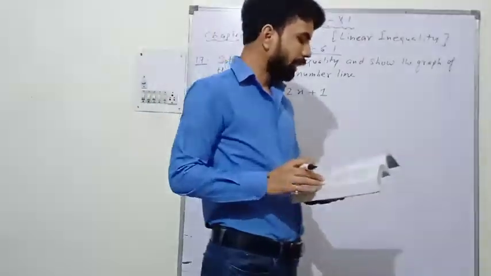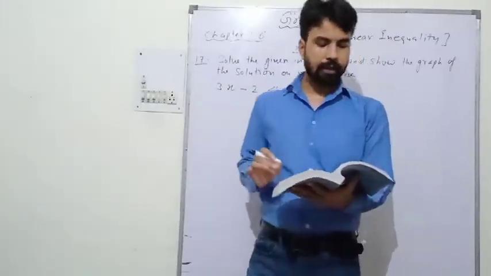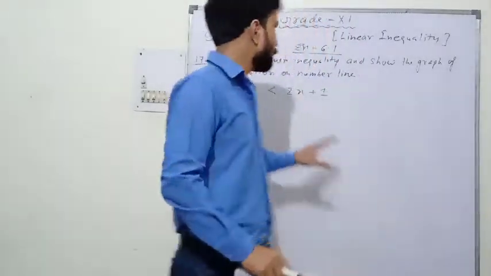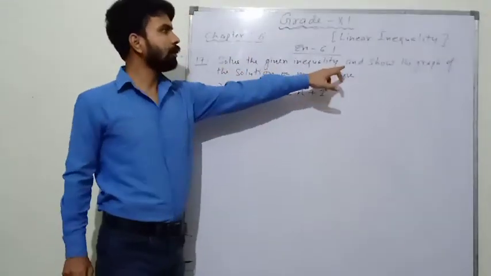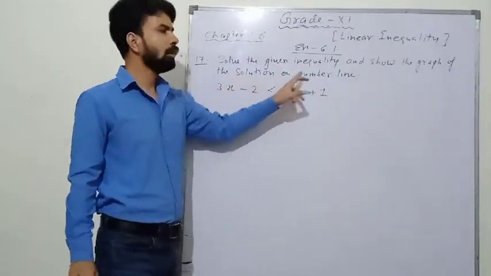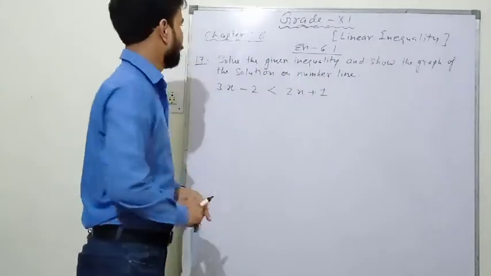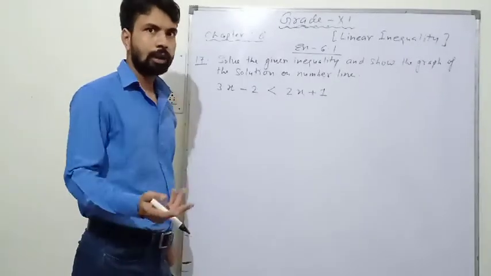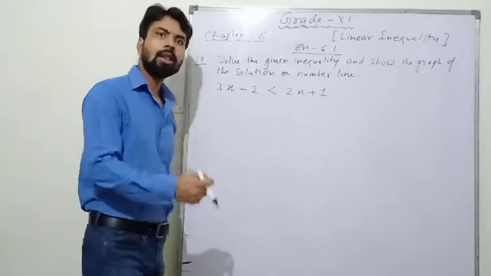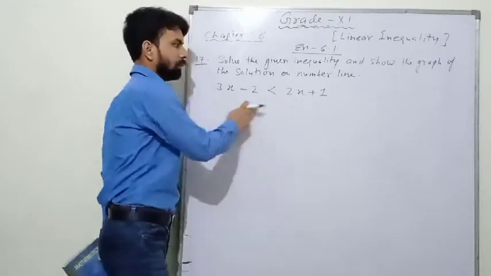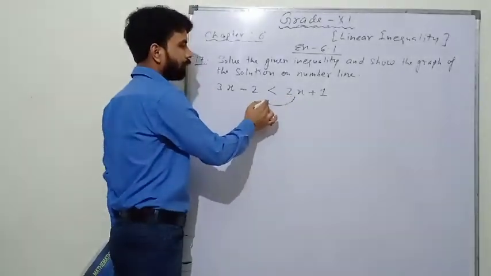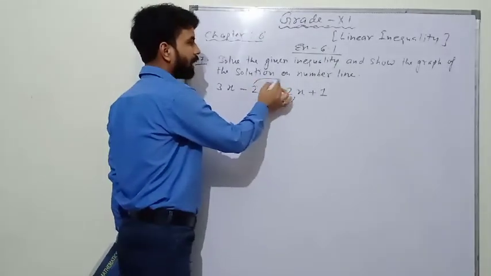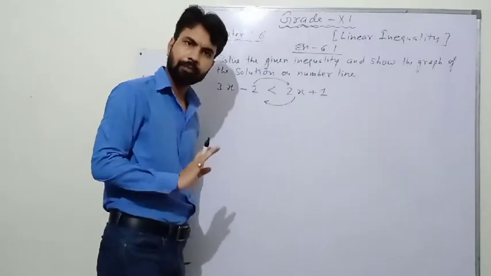So in 6.1, question number 17, 18, 19 and 20. These four questions are same as this. Solve the given inequality and show the graph of the solution on number line. Understood? So see, first of all we will have to solve this inequality. I told you what we will do. We will collect all the variables together. So this 2x, we will transfer this 2x in the left hand side, and this minus 2 we can shift in right hand side. Understood?